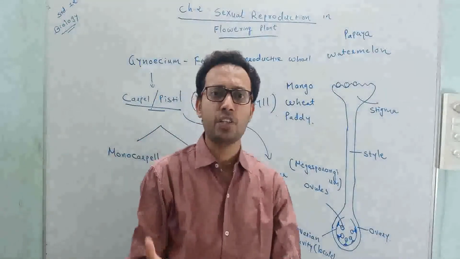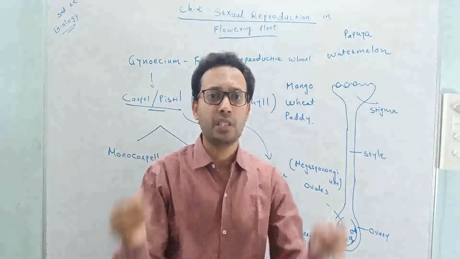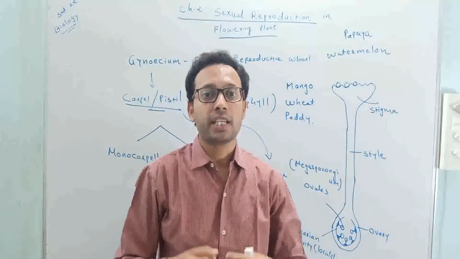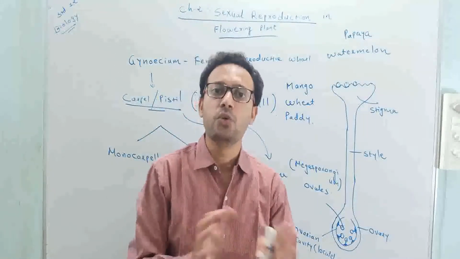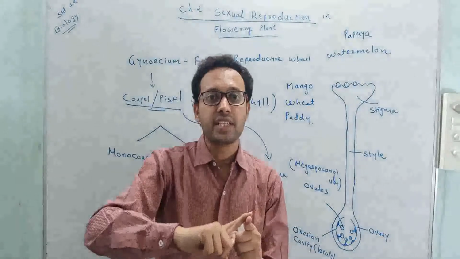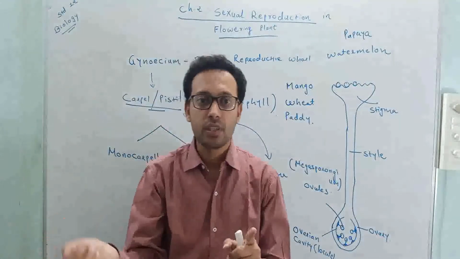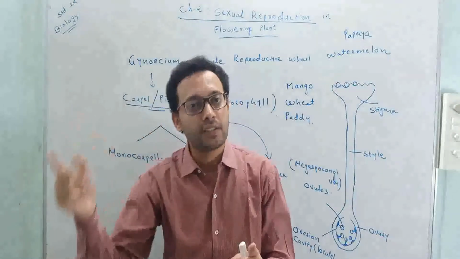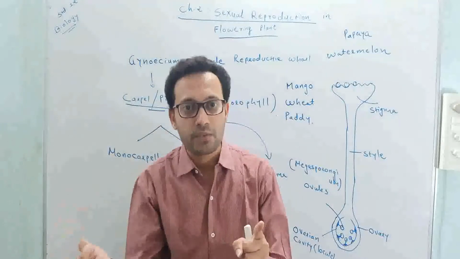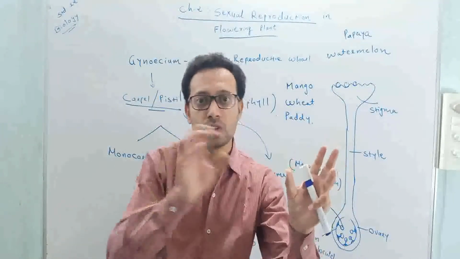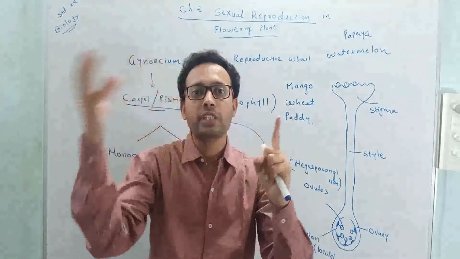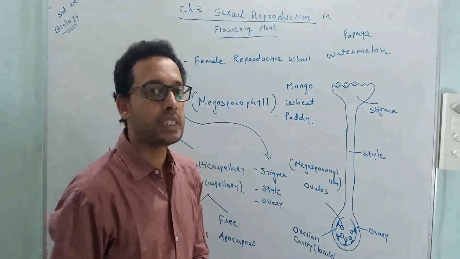If you see a watermelon or papaya, lots of seeds are present. Why does it have lots of seeds? Because it has many ovules. Because you know that ovules are converted into seeds. Remember, when the ovary is fertilized, it converts into a fruit. When the ovule is fertilized, it converts into a seed. So if it has many ovules, many seeds are produced. If it has one ovule, only one seed is produced.